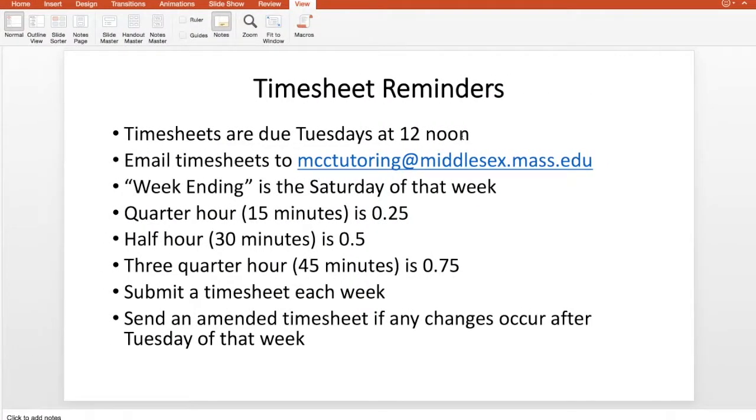Please remember, timesheets are due Tuesdays at 12 noon. Email timesheets to mcctutoring@middlesex.mass.edu. The week ending date is the Saturday of that week. Quarter hours are represented as 0.25, half hours are represented as 0.5, and 3/4 hours are represented as 0.75. Please submit a timesheet each week and send an amended timesheet if any changes occur after Tuesday of that week.